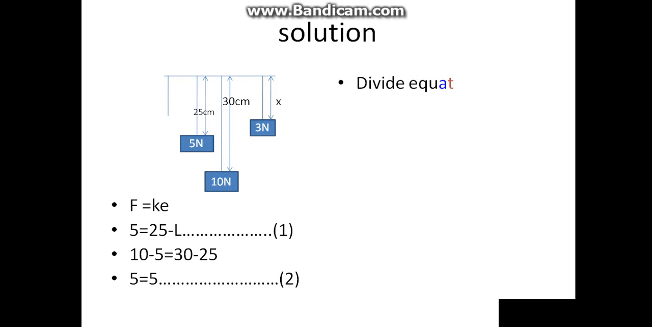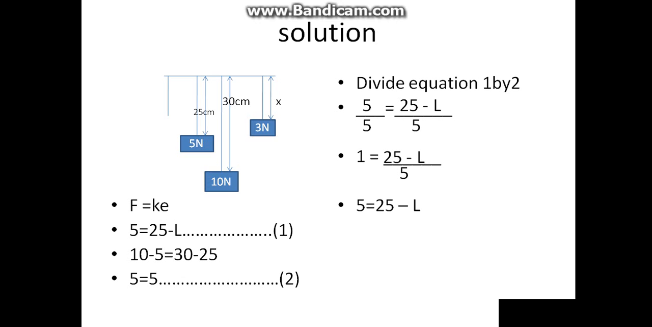Dividing equation 1 by 2, we have 5 over 5 equals 25 minus L all over 5L. Therefore, 1 is equal to 25 minus L all over 5L. 5L is equal to 25 minus L. L is equal to 25 minus 5, which is 20 cm.